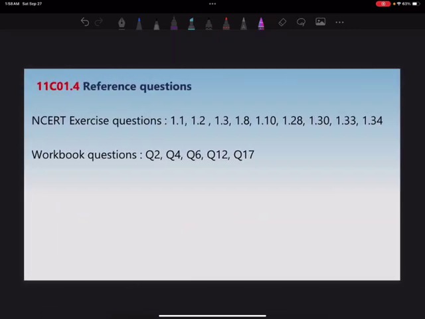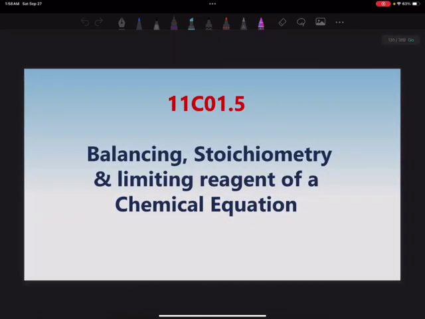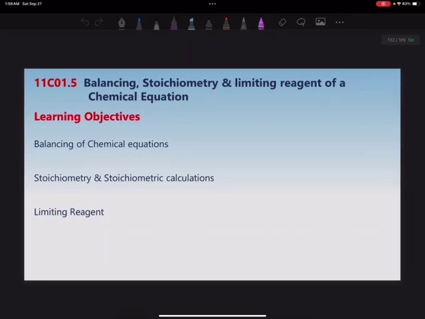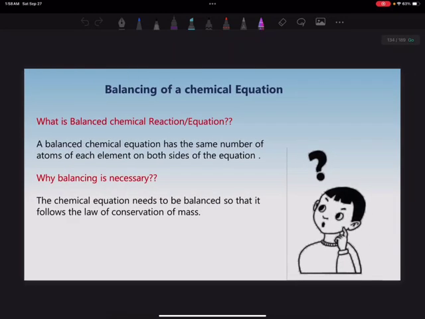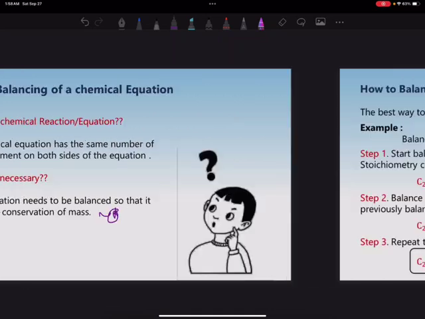Okay. The last concept to be learned, which is important from the chemistry point of view, is balancing reactions, stoichiometry and the limiting reagent. Okay. So now learning about balancing a reaction: why do we need to balance a reaction? A chemical reaction needs to be balanced so that it follows the law of conservation of mass, which we learned before.